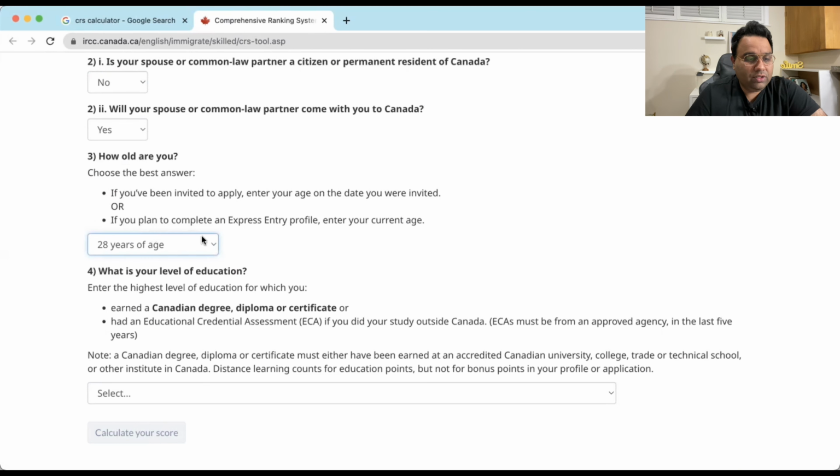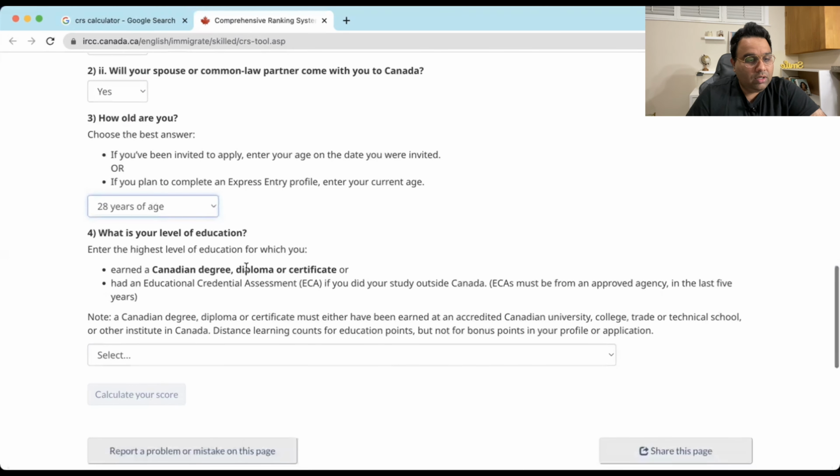So I have to put 28 over here, and that's a very good age, because anything less than 30 years old, you potentially get the maximum points, and once you get to 30 and beyond, every year your CRS score reduces by 5 points. So that's very crucial to note.